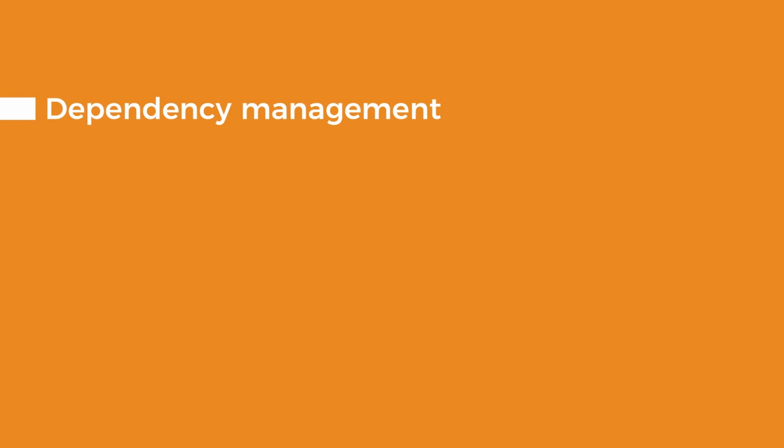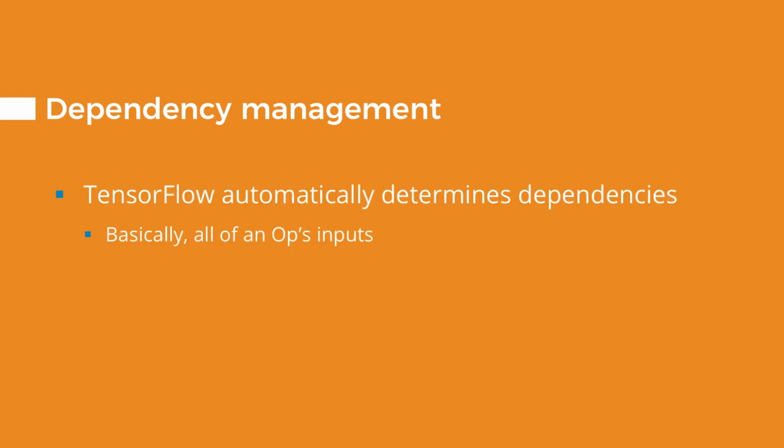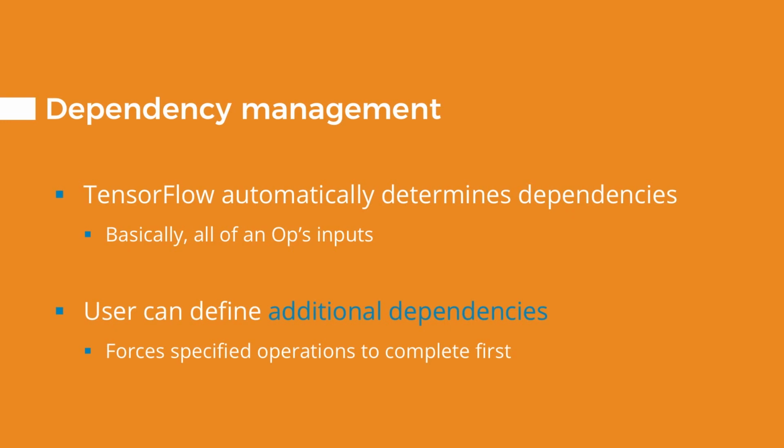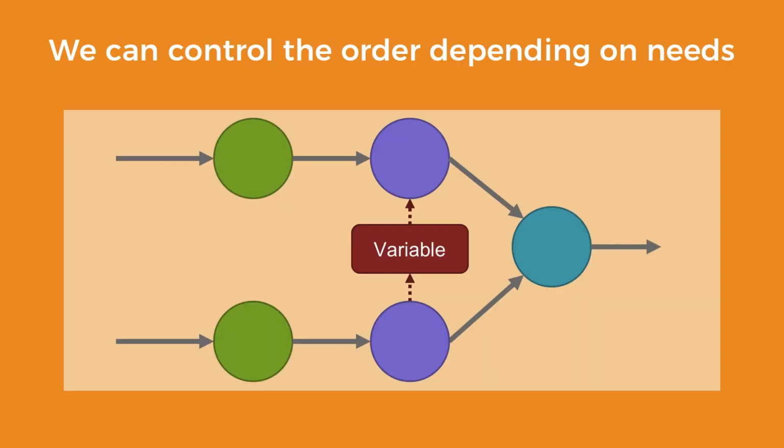So we have operations that allow us to have more control over managing our dependencies. By default, TensorFlow automatically determines the dependencies for each op. Basically, any op that is an input to an operation is a dependency. Makes sense. But we can also add additional dependencies that are not automatically defined by TensorFlow, and that forces those dependencies to run first. So that means we can control the order of how this graph runs by adding additional dependencies.